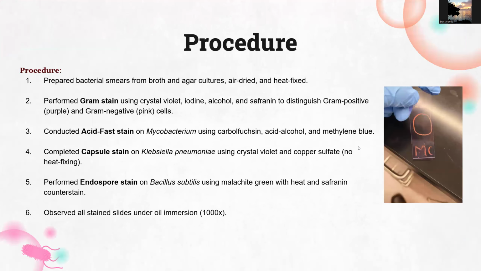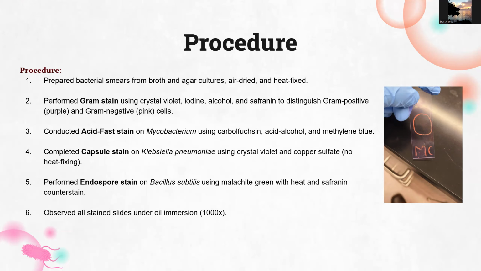Now for the procedure. For the sake of time, we didn't go too deep into this, but it's important to understand that each staining procedure goes very differently. For example, gram staining uses crystal violet, iodine, alcohol, and safranin to distinguish between gram positive and gram negative. Acid fast staining uses carbolfuchsin, acid alcohol, and methylene blue. Capsule staining uses crystal violet and copper sulfate.